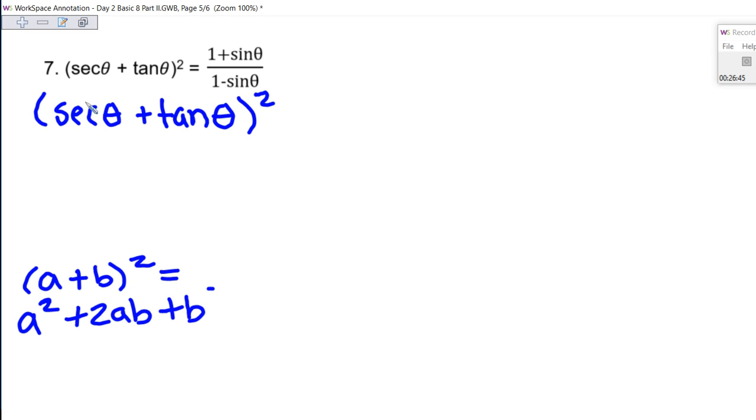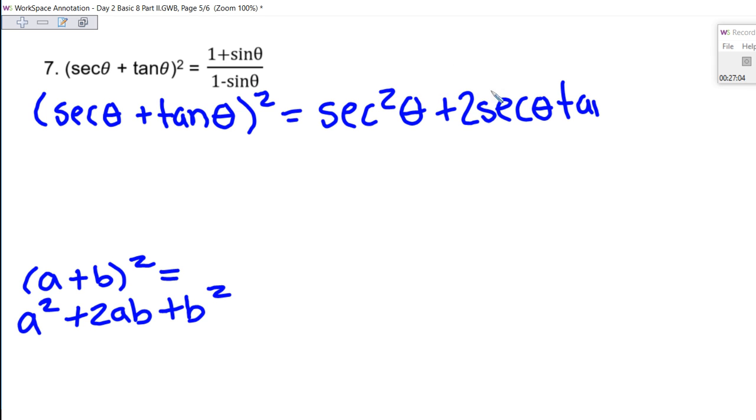Take this secant and square it. That gives us secant squared of theta. Multiply these, you get secant tangent. And when you double it, you get 2 secant theta tangent theta. Plus, take the last term and square it. So tangent, when you square it, we get tangent squared of theta. What could I do next? Yeah, change everything to sines and cosines.